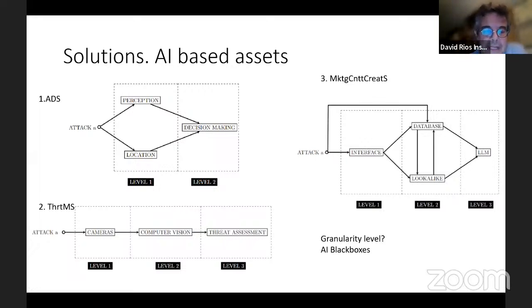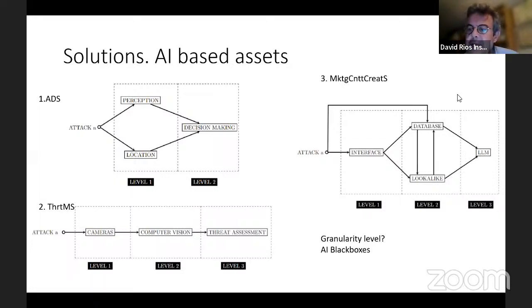The second one is a threat management system, which you could view as a sort of expanding or increasing the granularity of the perception block. And this threat management system includes cameras, includes some computer vision block or algorithms, and based on the information provided, there's a threat assessment. And again, you could try to fool or interfere with normal operation through attacks.